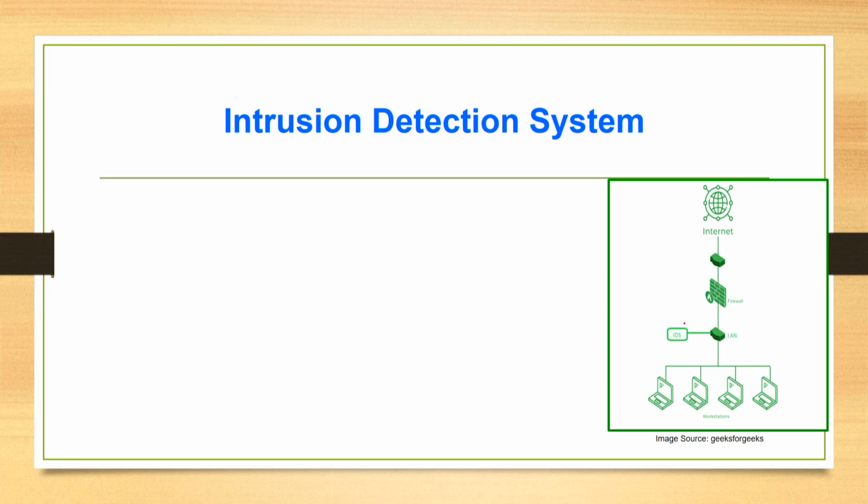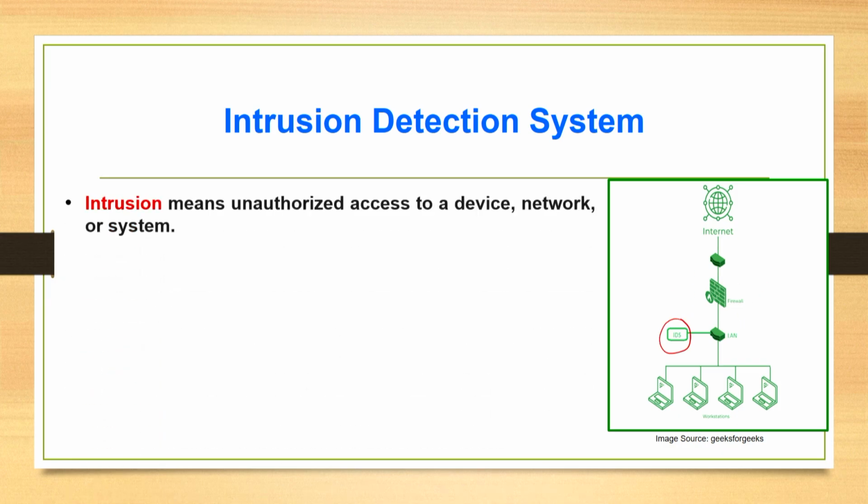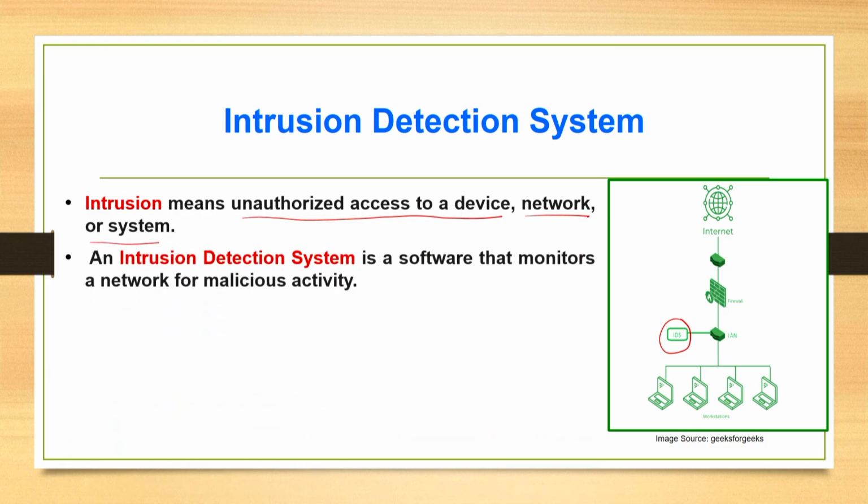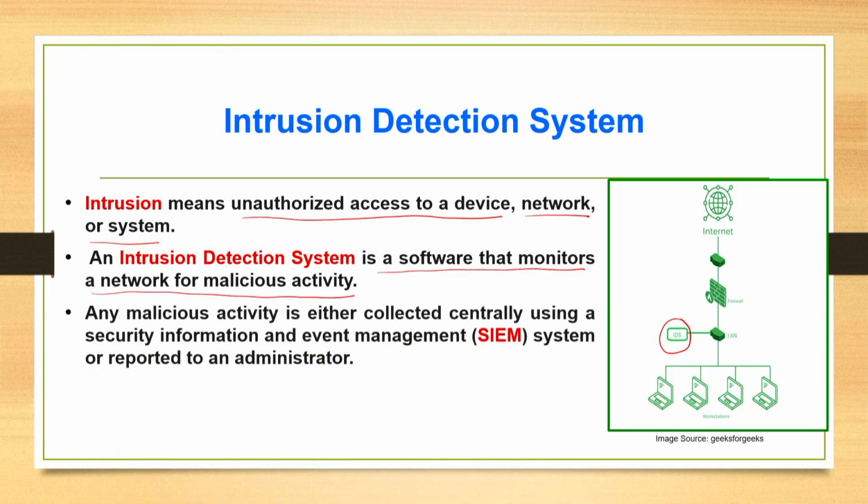Another one is an intrusion detection system, that we also call an IDS. Intrusion means unauthorized access to a device, network or system. So what is an intrusion detection system? It is software that monitors a network for malicious activity. Any malicious activity is either collected centrally using a security information and event management system or reported to an administrator.